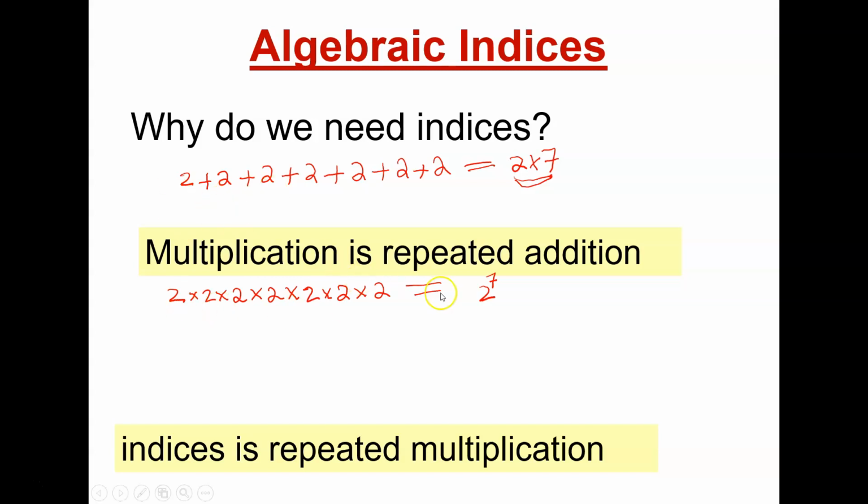You see the similarity. And then we start learning how to manipulate the indices form the same way we learned how to manipulate multiplication by learning the times table. So our lesson today will introduce how we can work with something that has a power, something written in indices form.